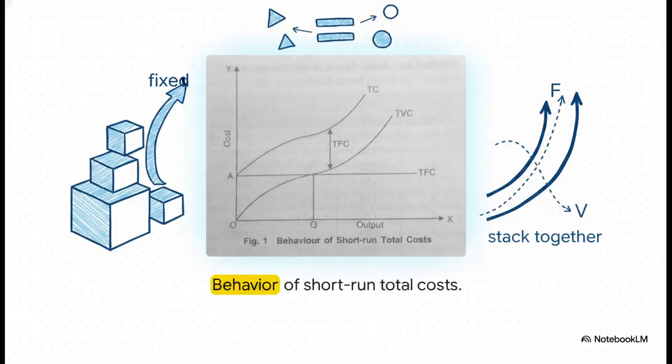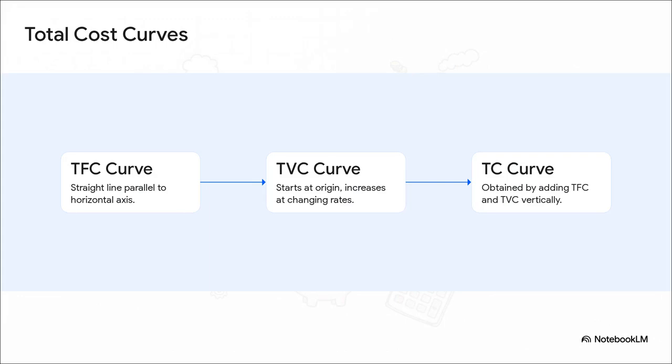What's really fascinating here is how the geometry perfectly maps back to that algebraic formula. You can visually see how the fixed and variable components stack right on top of each other to create the firm's total financial burden. Let's break this down step by step. First up is that totally flat horizontal line for total fixed cost. Notice how it starts high up on the vertical axis, proving that even if you produce absolutely nothing, zero output, you still have to pay the rent.